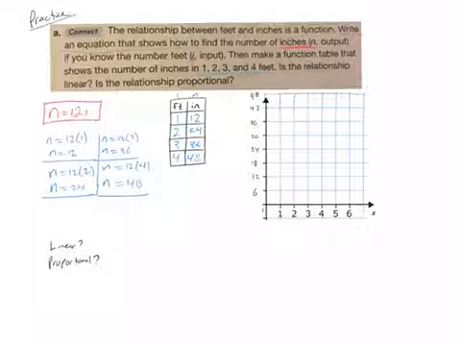Okay, so now there's the table that it asks, and then it says, is this relationship linear and proportional? And I'll show you how to figure that out in just a second. First of all, let's talk about linear. Linear says it would form a line.